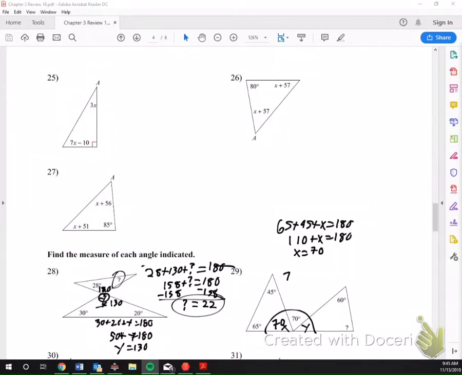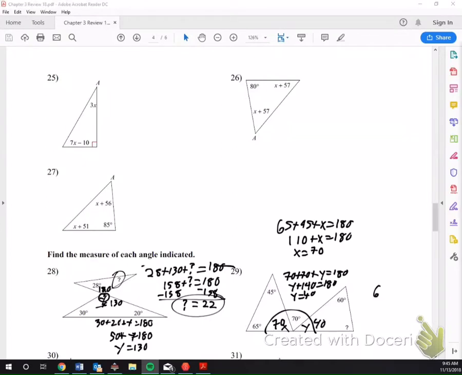and Y. Well, they form a straight line altogether, so it's the angle addition postulate. If we break a big angle up into little angles, then they all add back up. So we have 70, 70 plus Y equals 180. Run that through, and we get Y equals 40.